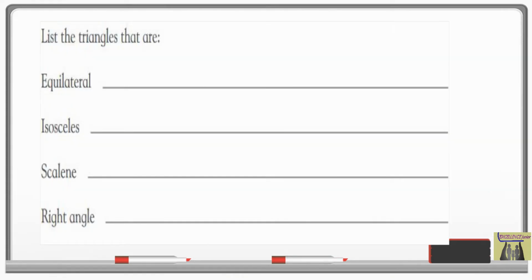Look at the triangles that are equilateral, isosceles, scalene, or right angle.